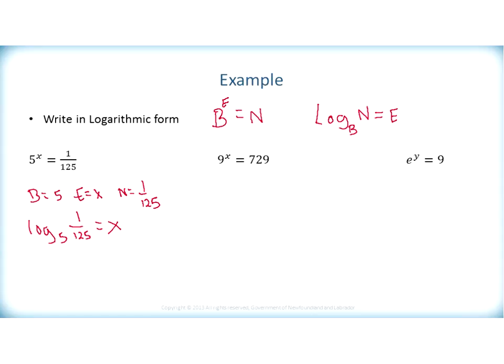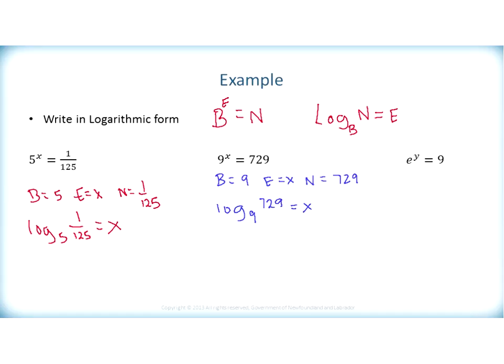In the next example, we're writing it in logarithmic form again. This is given to us in exponential. So the base is equal to 9. The exponent is equal to x. And the number, 729. And so we write it in logarithmic form. Log 729 base 9 is equal to x.